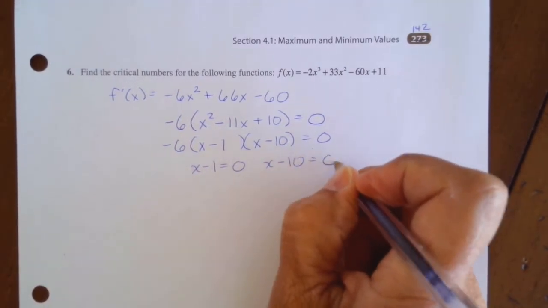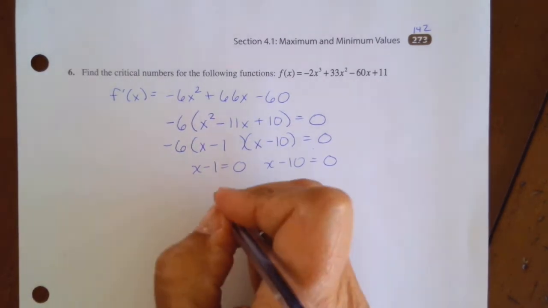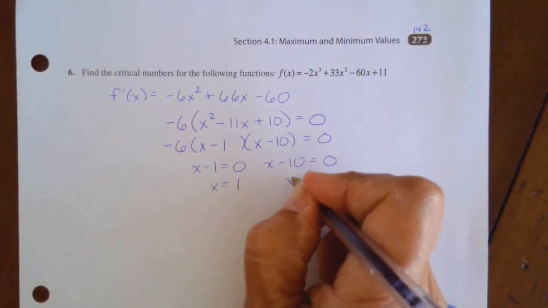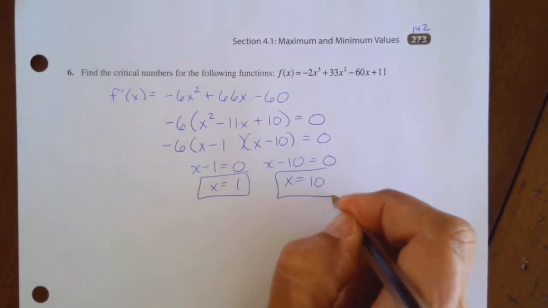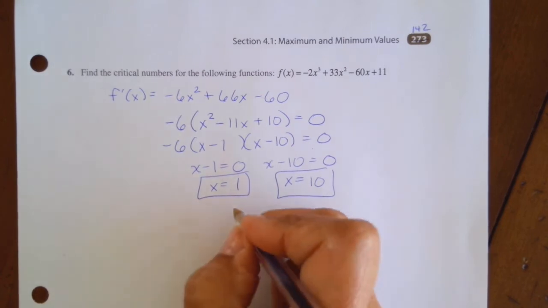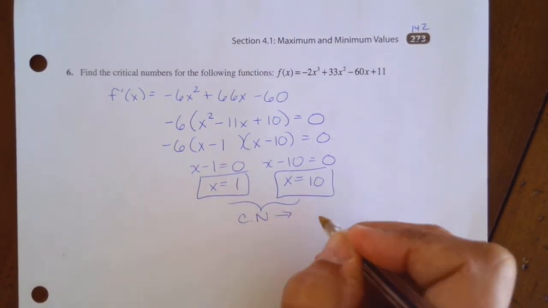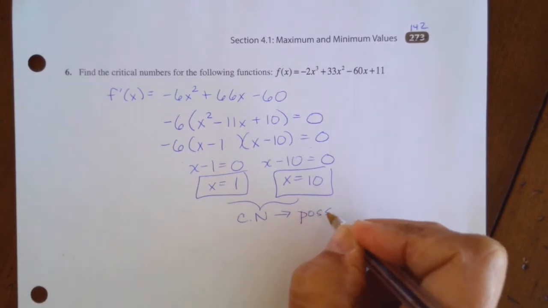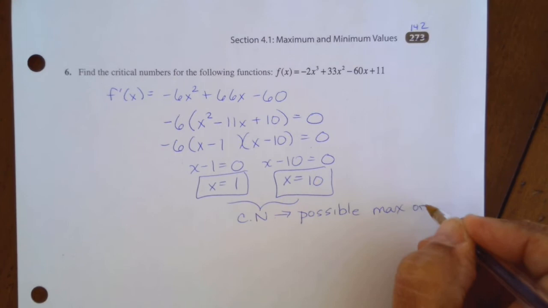That's a constant. All right, so we're going to set x minus 1 equal to 0, set x minus 10 equal to 0, and solve. Okay, so we get 1 and we get 10. Okay, so again, these are critical numbers. So remember what that means. Those are possible max/mins. Okay?